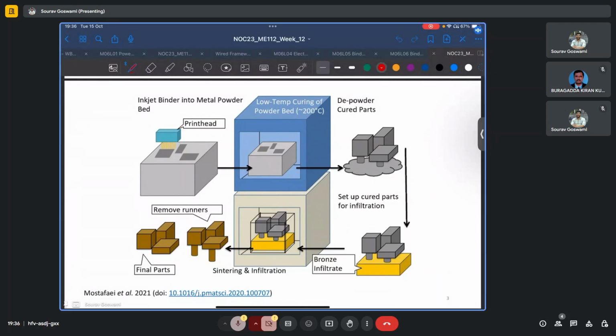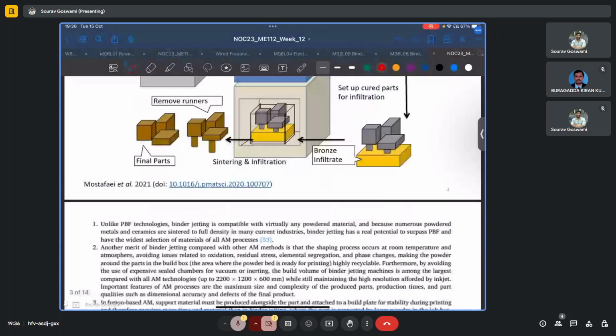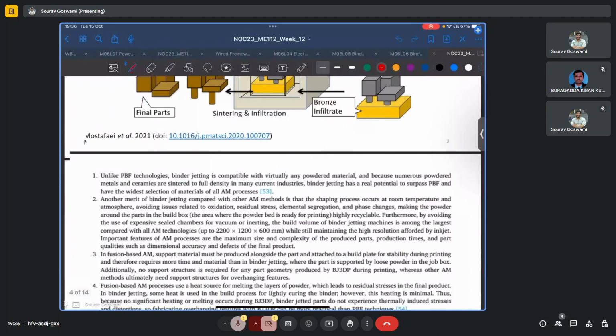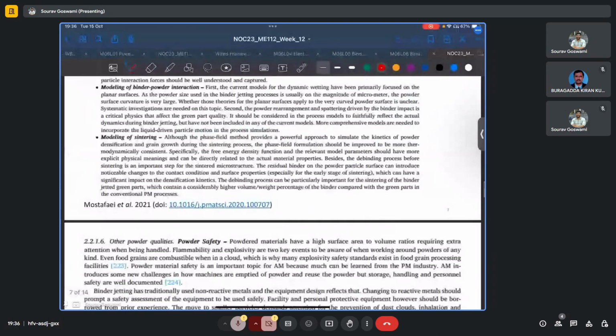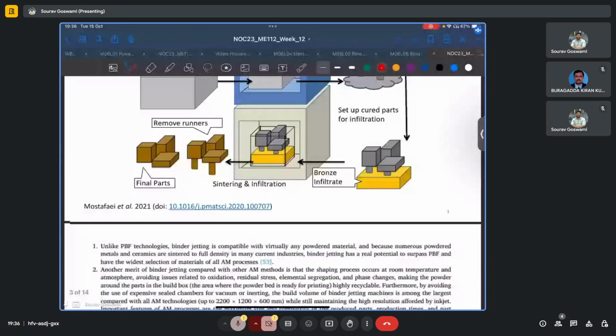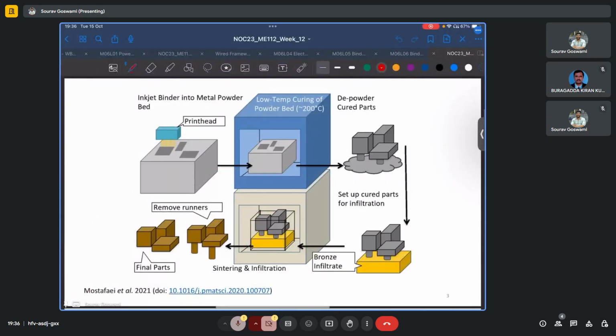Welcome back. Let's continue. Now, binder-based powder bed AM is not one of the processes which is more commonly discussed or more commonly available, especially in academia. I looked up a few papers and I found this really nice paper by Mustafi, who have outlined or reviewed some of the important aspects of this process. So let us also quickly go over it.